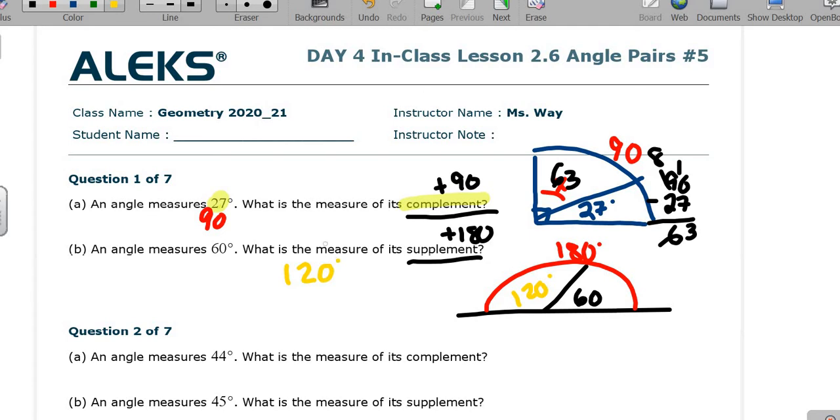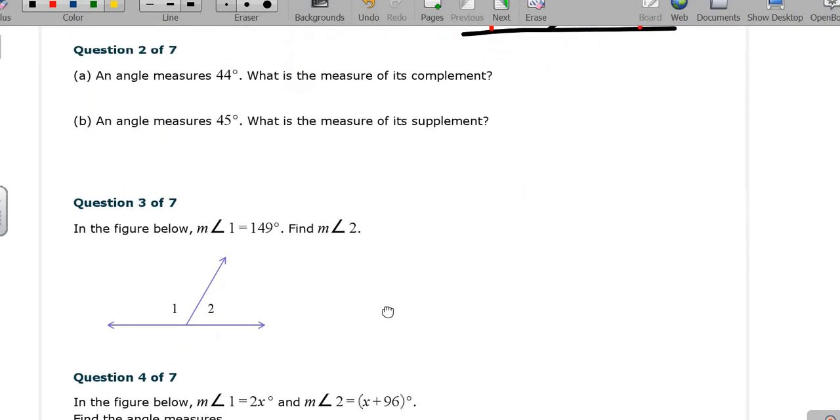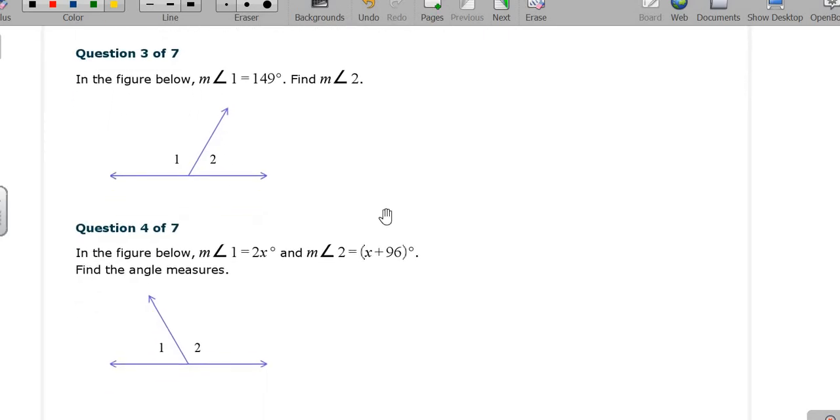Complementary means two angles that add up to 90. Supplementary, two angles that add up to 180. That's same for angle 2. In the figure below, angle 1 is 149. Find angle 2.